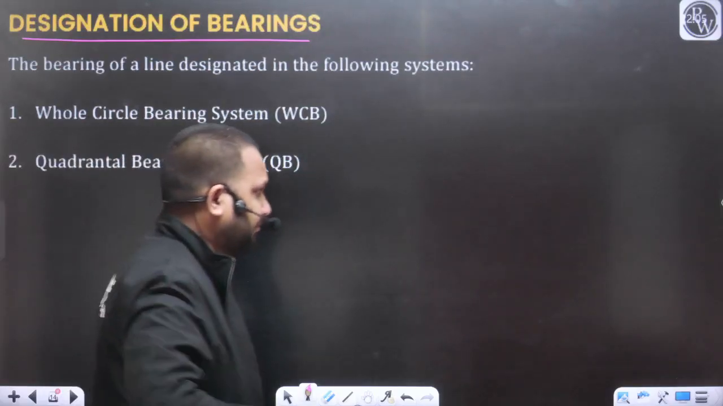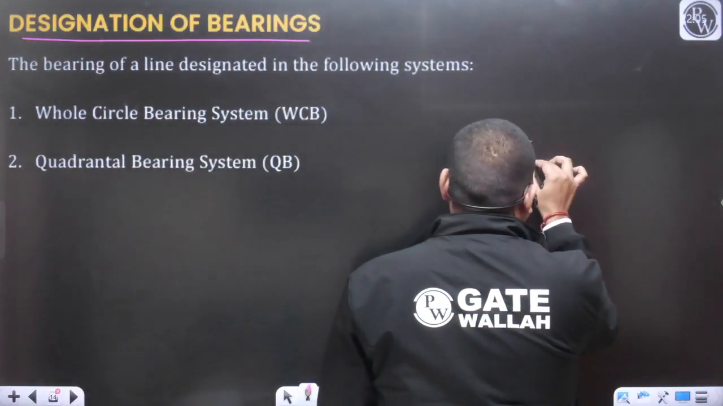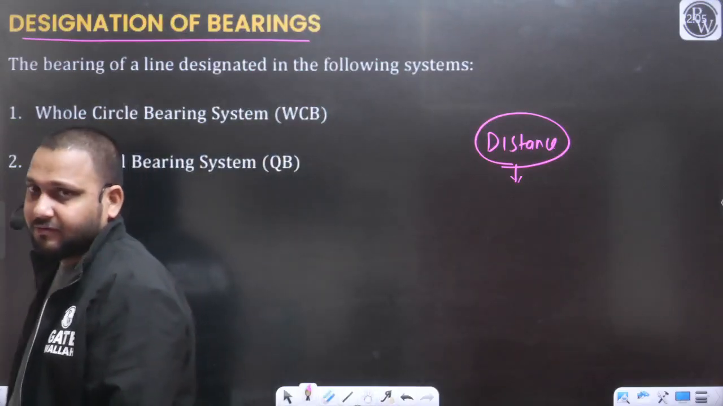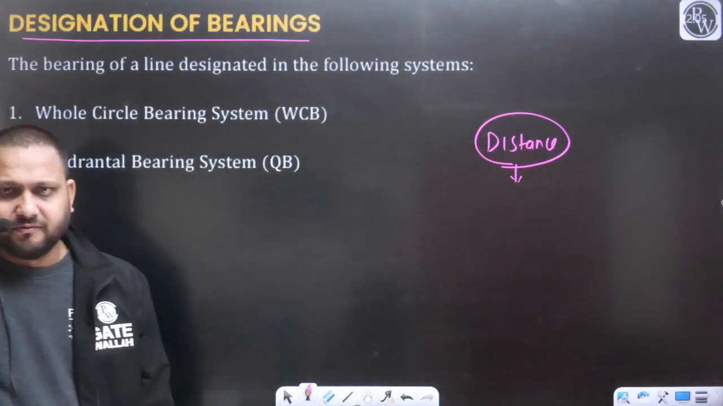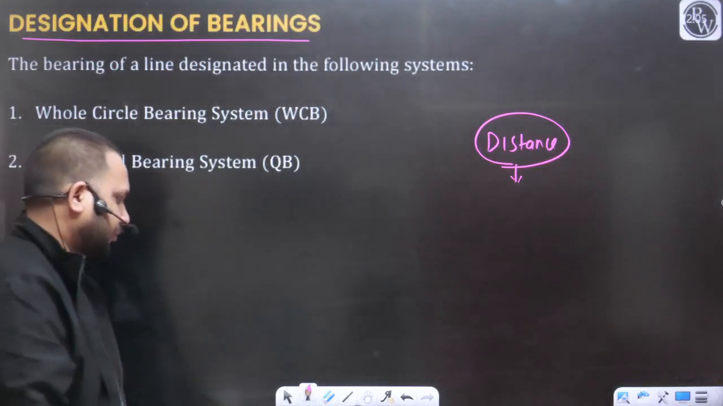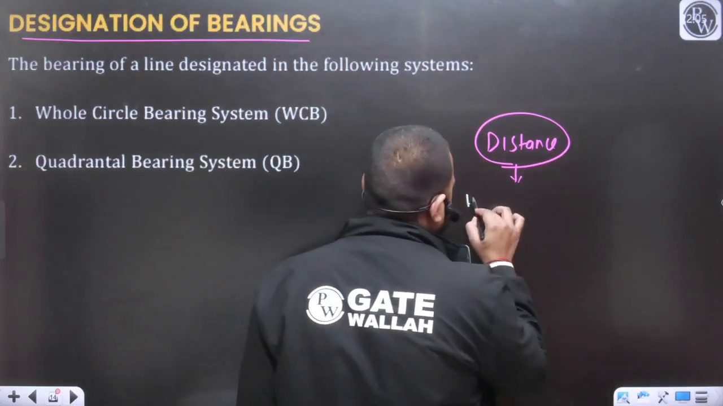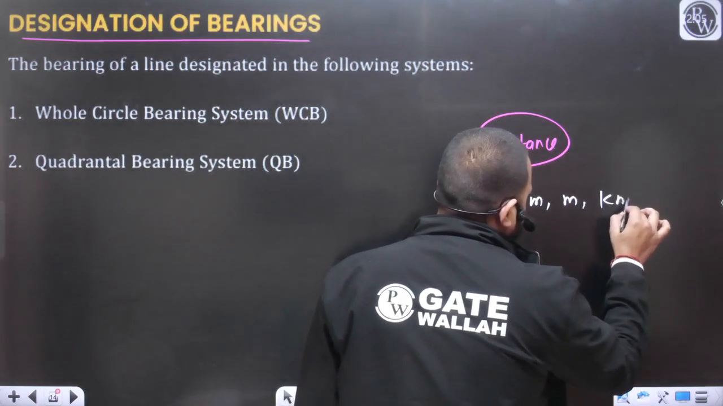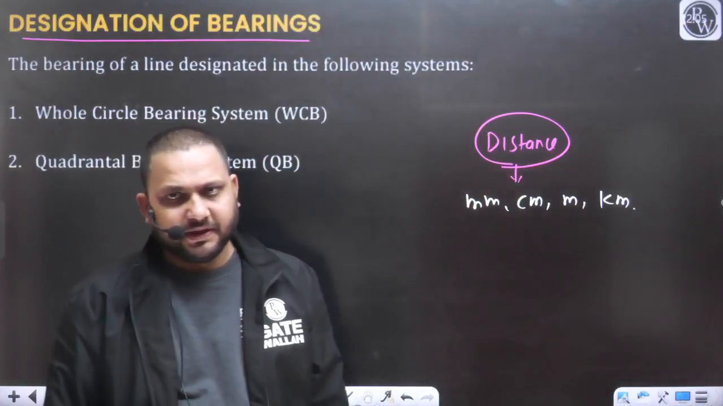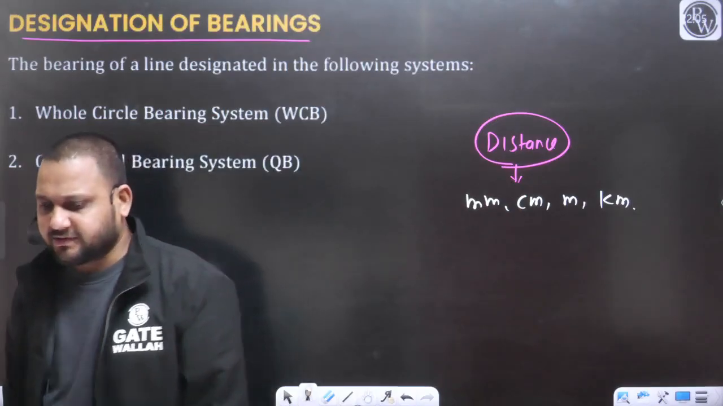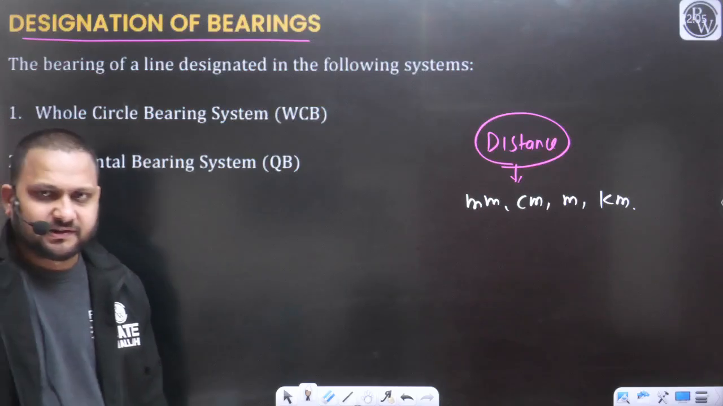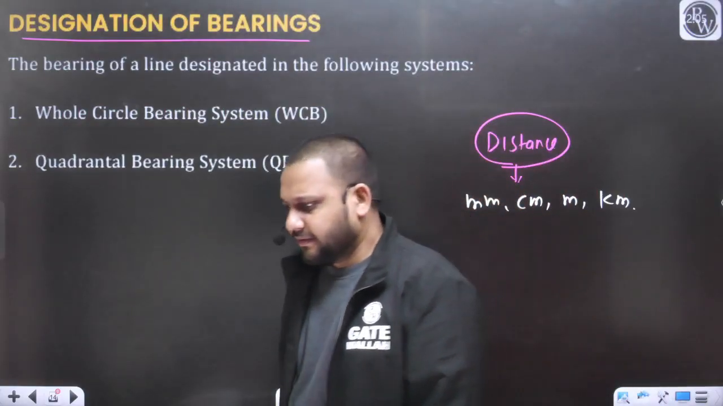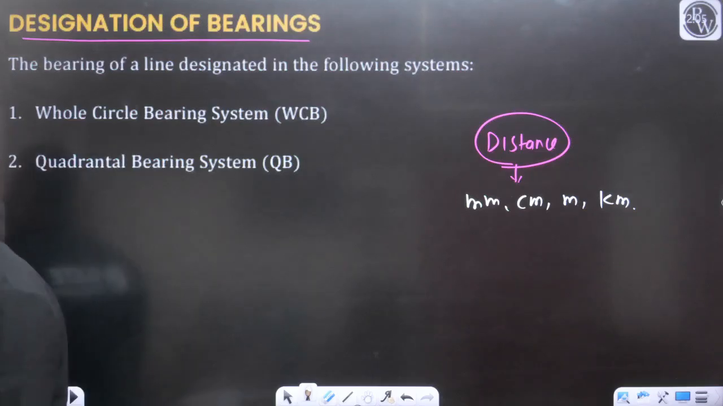So now we are going to see what are the various ways to represent this bearing. Let's say, for example, we know the distance. How can we represent the distance? What are the various units with the help of which we can represent the distance? We can consider the unit as mm, centimeter, meter, or kilometer. Yes or no? All these are units that we can use for representing the distance. Inch, foot, yes.